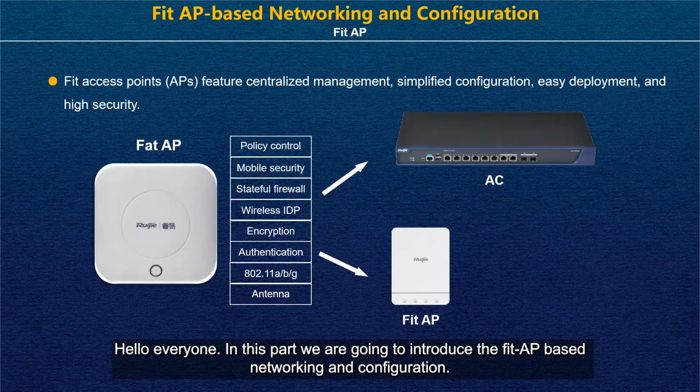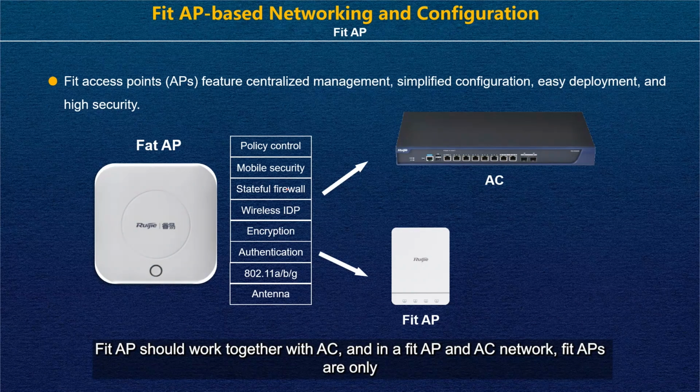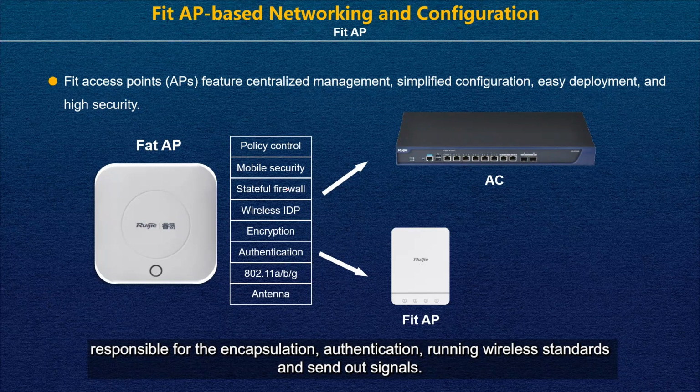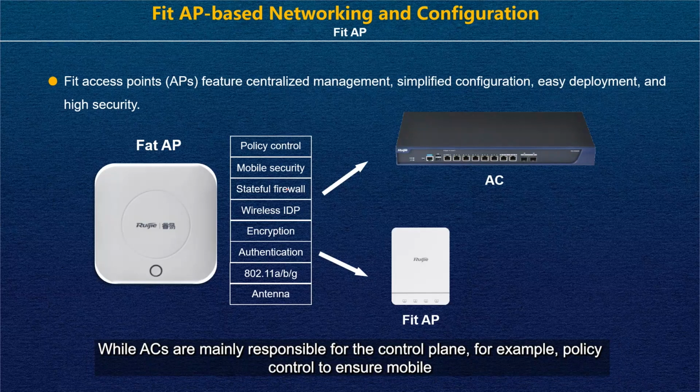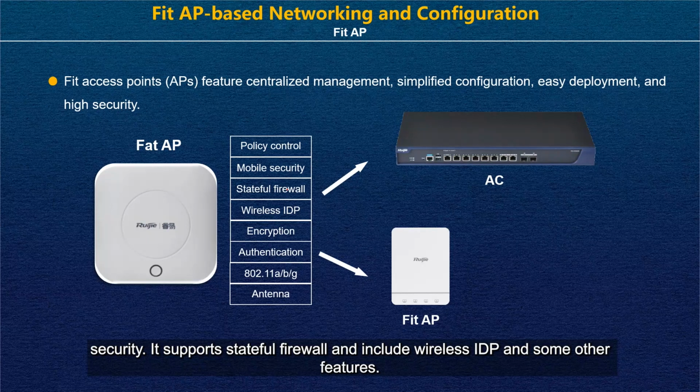Okay, hello everyone. In this part, we are going to introduce the Fit AP based networking and configuration. Fit AP should work together with AC. In a Fit AP and AC network, Fit APs are only responsible for encapsulation, communication, running wireless standards, and sending out signals, while ACs are mainly responsible for the control plane. For example, policy control, ensuring mobile security, supporting stateful firewalls, and including wireless IDP and some other features.